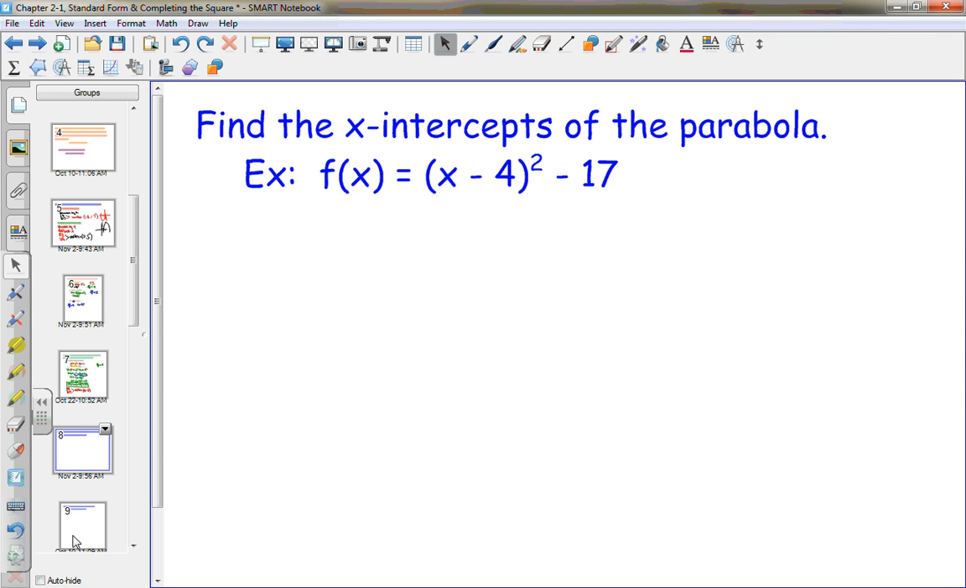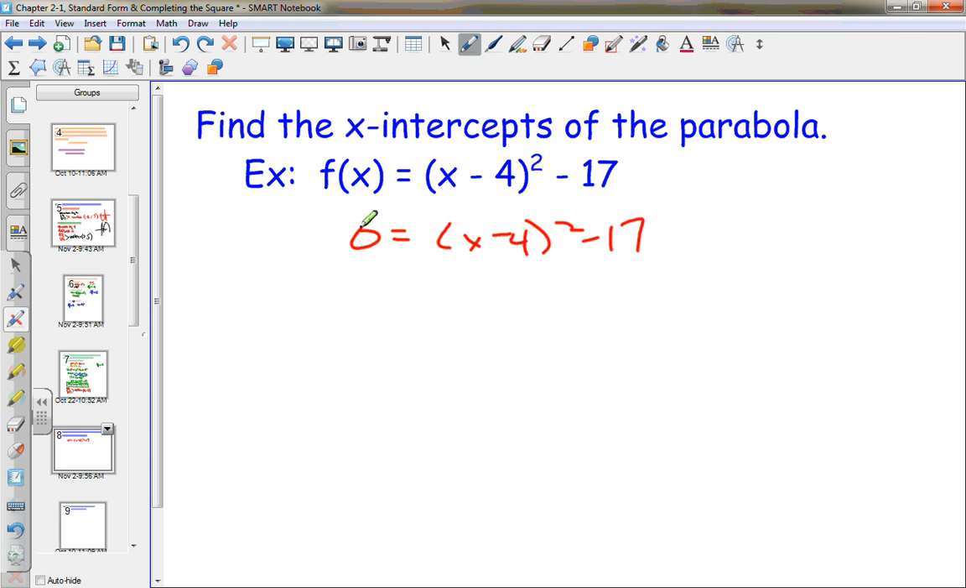What this means is the y value has to be what? If I'm crossing the x-axis, meaning it's going across, if I hold out my arms, it's crossing my arms. What does the y value have to be every time? 0, correct? Because it's crossing the x-axis, which means y has to be 0, which means 0 is equal to x minus 4 squared minus 17. I'm going to solve this thing for x.